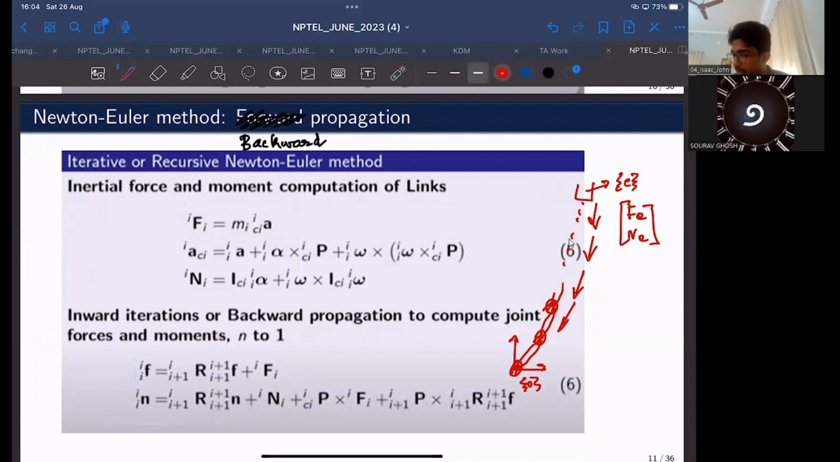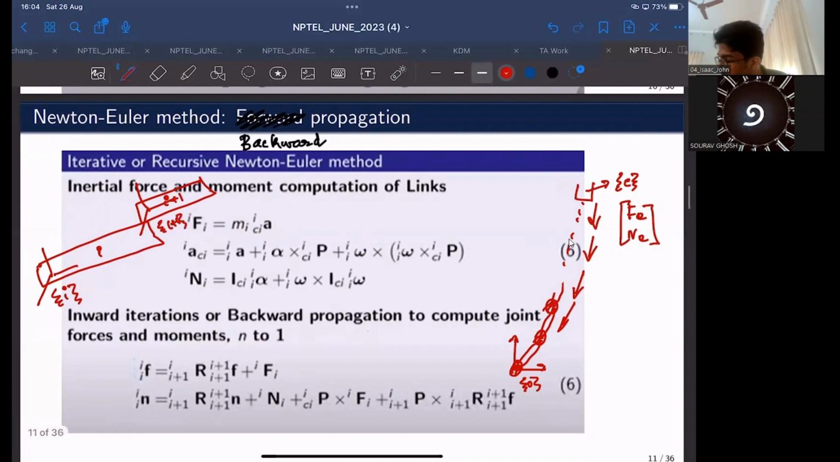Right? So if we have a link like this, and this is a link, and we have an ith frame over here, and we have a subsequent link over here. This is link i+1, this is link i. We have a frame i+1 over here, and we have the center of mass over here. This is the center of mass.